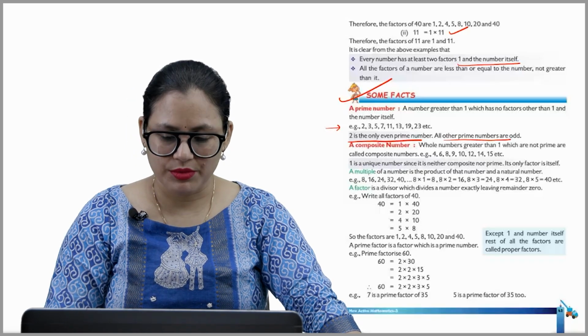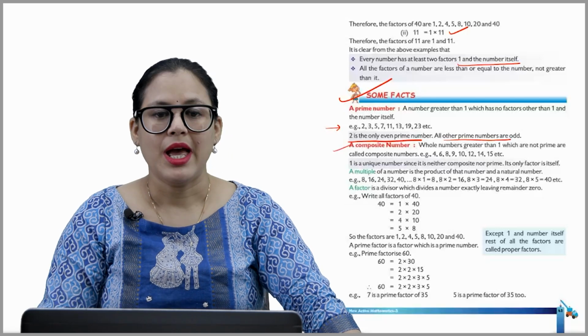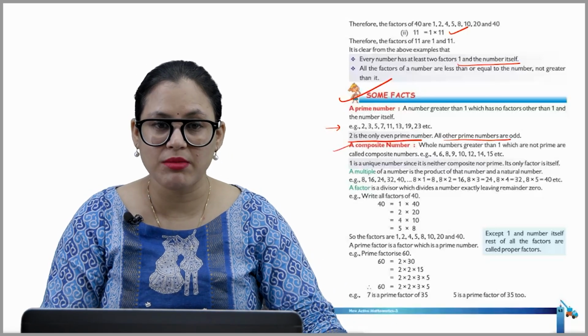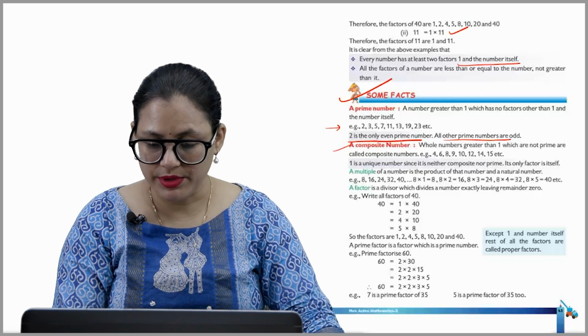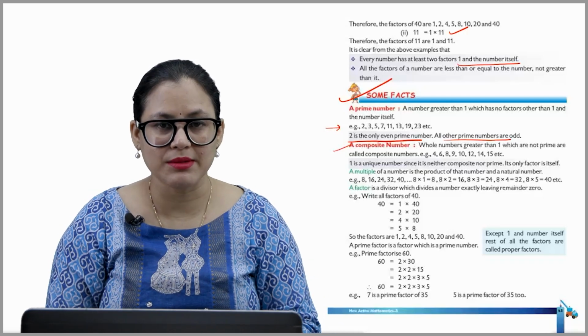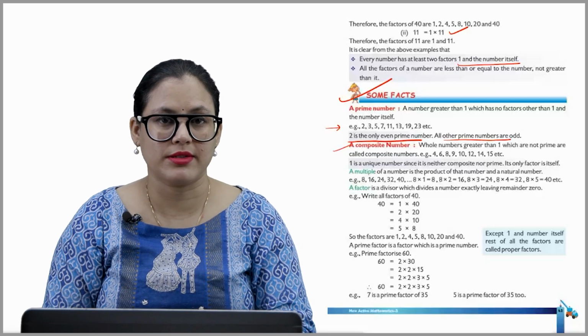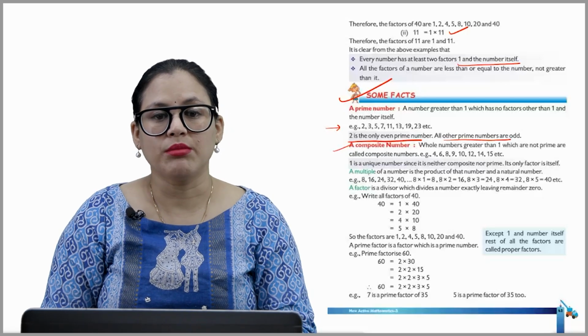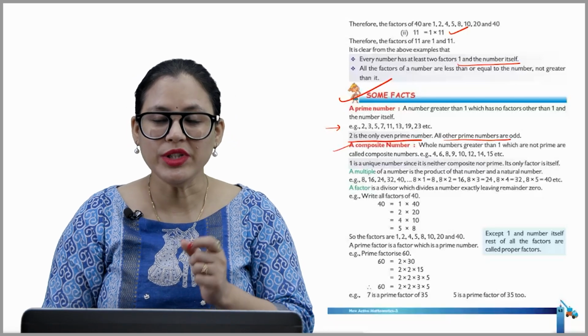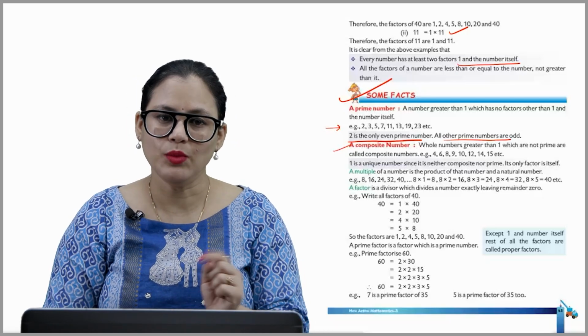Next, a composite number. Whole numbers greater than 1 which are not prime are called composite numbers. For example, all these are composite numbers. A composite number has more than 2 factors, right. 1 is a unique number since it is neither composite nor prime. Its only factor is itself, that is 1.